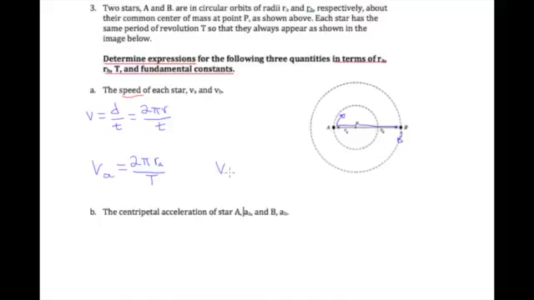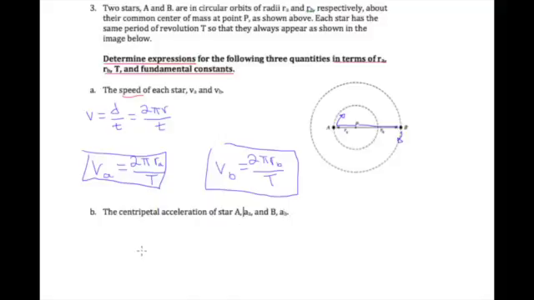So VB, so let's check, make sure this works. 2 pi, that is a fundamental constant. RA and RB are both terms that we can use, and T, the period, is another term we can use, so that's it.